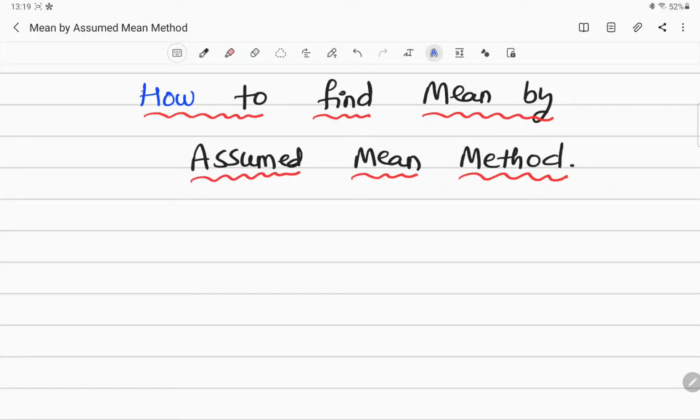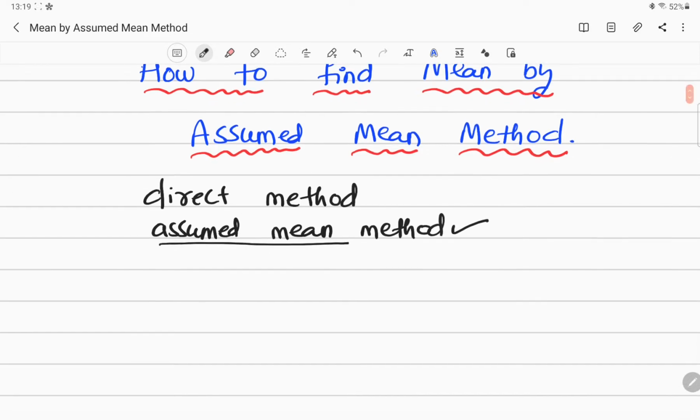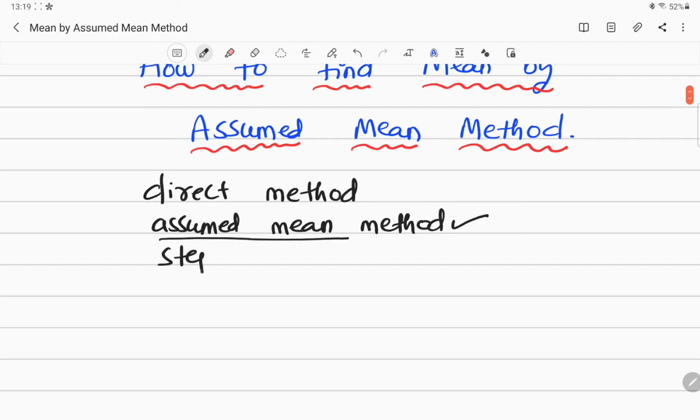In this video, we'll discuss how to find mean by assumed mean method, right? To find out the mean, there are three methods. One is the direct method, which you are already aware of. It's quite simple. The second method is the assumed mean method, which means we are going to take one value and assume that it is the mean. Then we are going to find the deviation and so on. And the third one is the step deviation method.